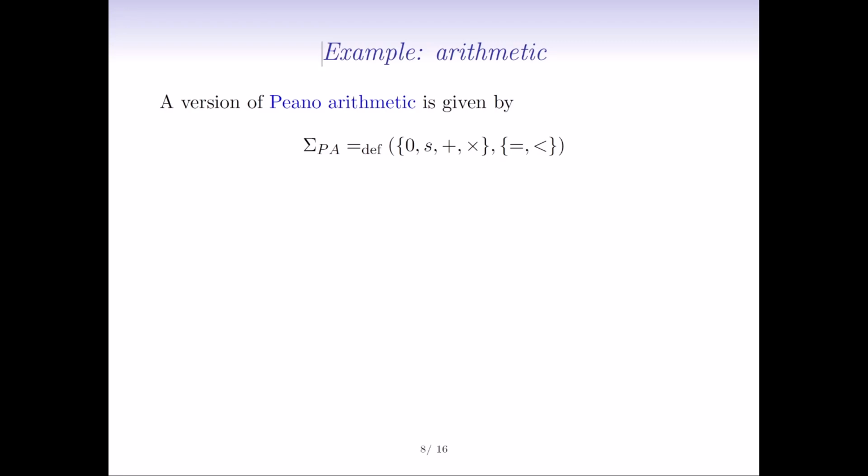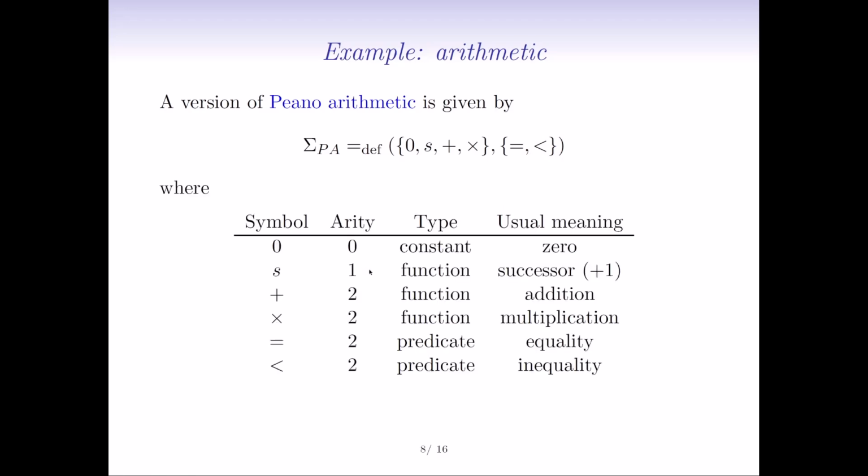So remember that a first order language has two components, the set of function symbols and the set of predicate symbols. So here my language, which I'm writing as L_PA for Peano arithmetic, has this set of function symbols, 0, S, plus and times, and two predicate symbols, equals and less than. Now, let's just remind ourselves that all the symbols have to have an arity, which is the number of arguments they take. And so this shouldn't surprise you at all.